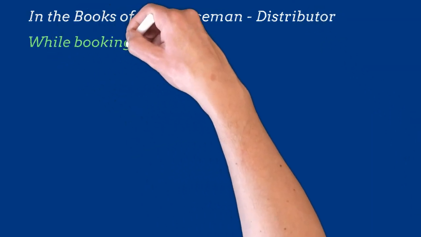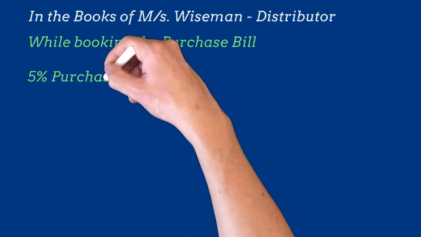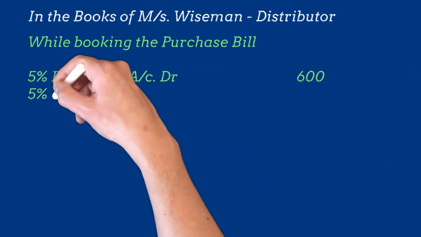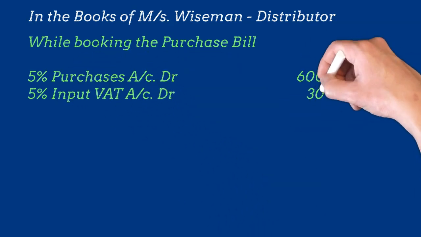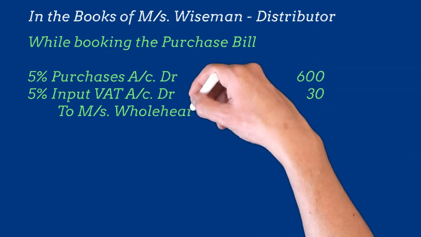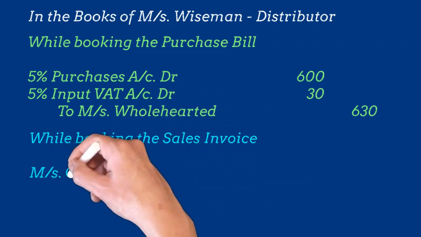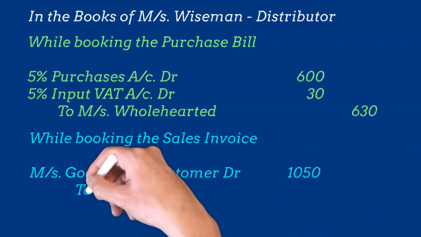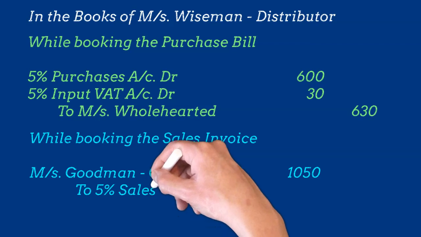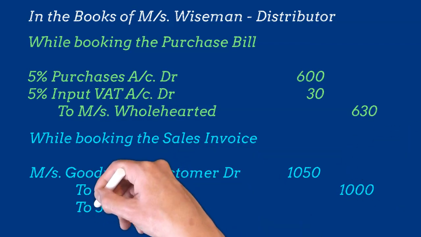Let us see how these VAT-related transactions appear in the books of accounts of Messrs. Weissman, the distributor. While booking the purchase bill, he will be debiting the purchases account with the value of purchase, that is 600, and the input VAT paid for purchases, 5% of 600, that is 30. We will credit wholesaler Messrs. Wholehearted with the total amount of 630 to show the amount liable to him.